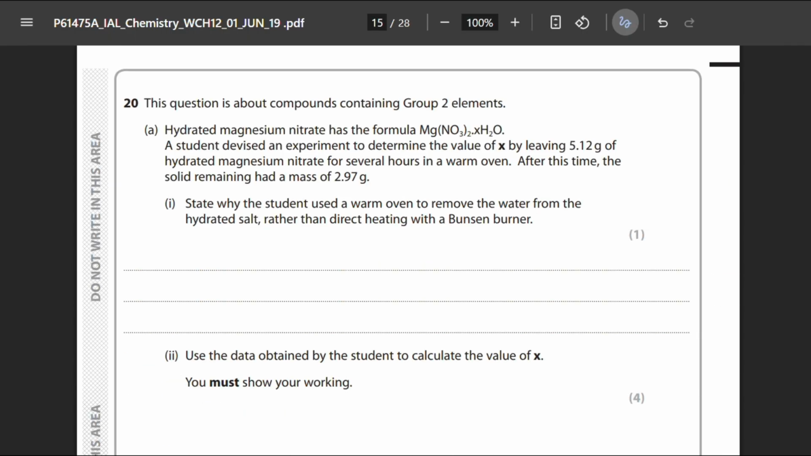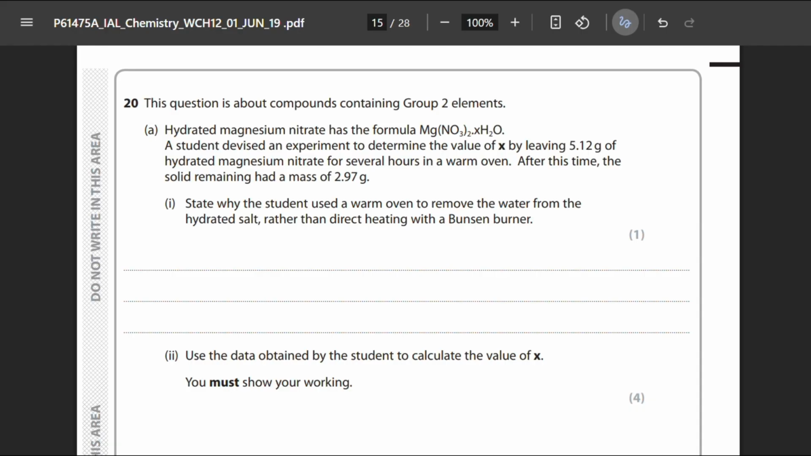Moving on to the next question, that is question number 10. The question is about compounds containing group 2 elements. Hydrated magnesium nitrate has a formula Mg(NO3)2·xH2O. A student does an experiment to determine the value of x, leaving 2.15 grams of hydrated magnesium nitrate for 7 hours in an oven. After this time, the solid remaining has a mass of 2.97 grams.